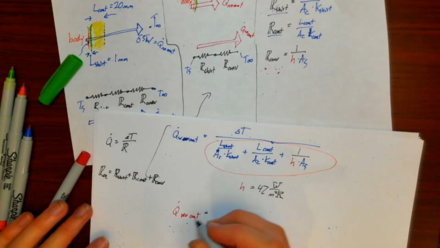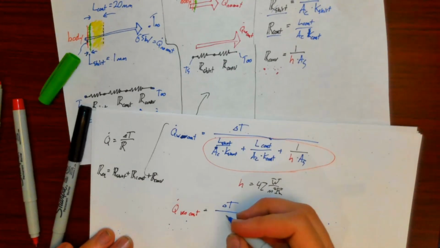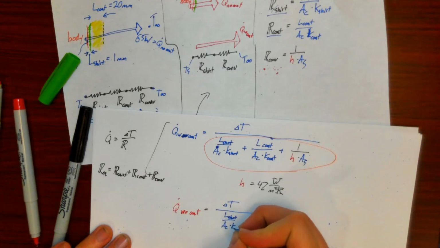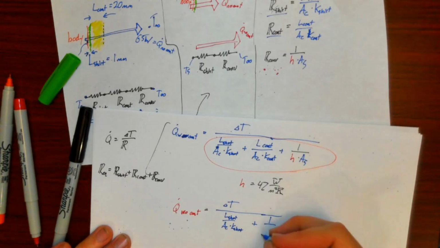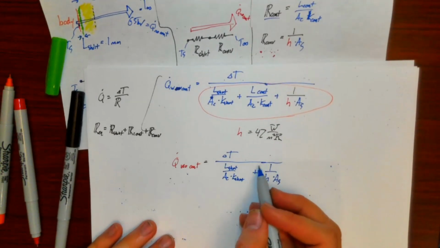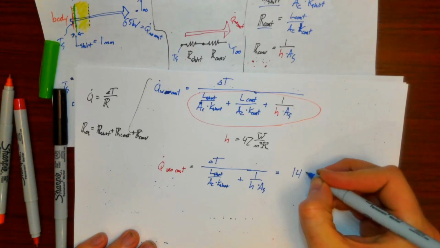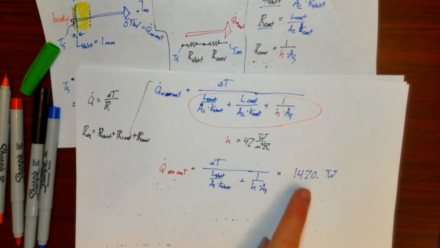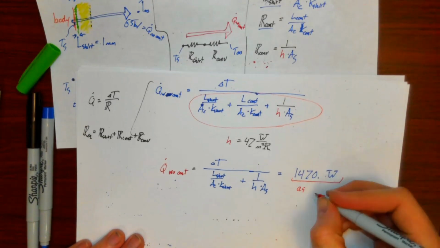And that's going to be equal to delta T divided by L shirt over AC times K shirt plus 1 over, and I can now treat H as a known, and my surface area right here. When I plug in the actual numbers for this, what do I get? I get 1470 watts. This is insane. This is about as much heat as an electric kettle.